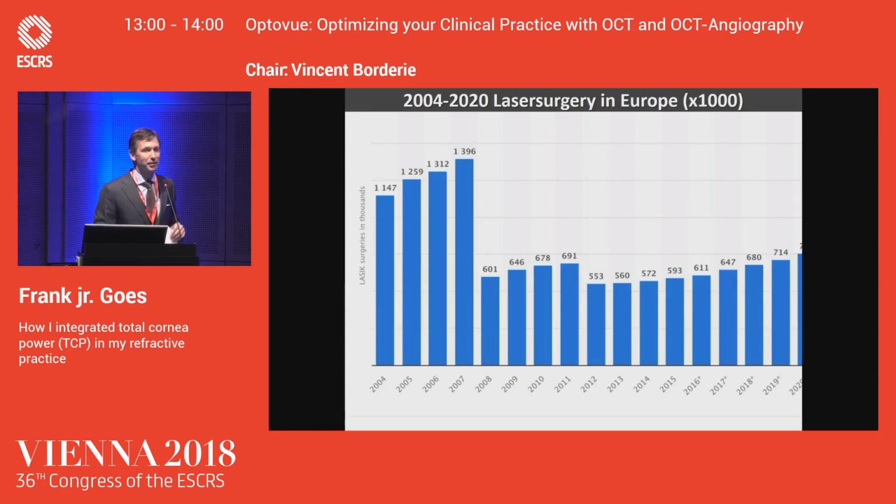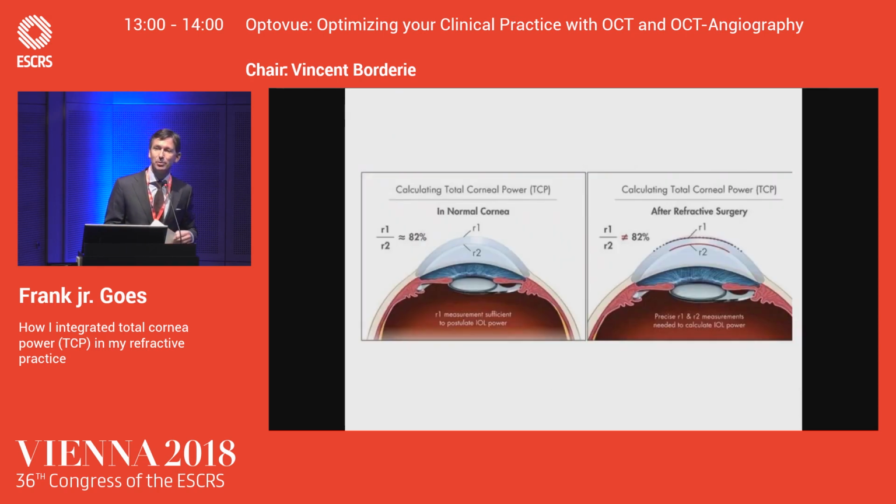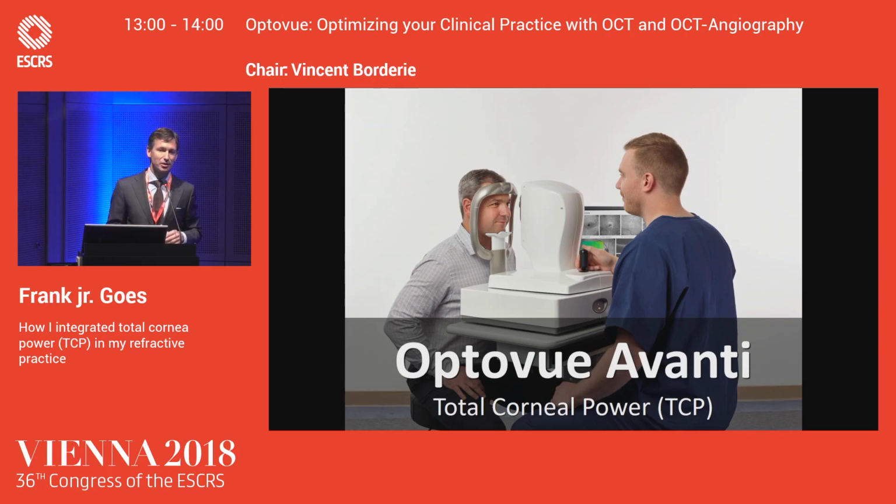As we all know, a lot of refractive surgery has been done over the last few years. Here you can see the graph that gives you an idea about the amount of laser surgery that was done over the last 20 or 25 years. And as we all know, these patients will age, they will get older, they will develop cataract, and they will need cataract surgery. And cataract surgery after refractive surgery is not the same as in a routine patient that didn't undergo refractive surgery, since the relation between the front side and the back side of the cornea changes. A normal relation has a correlation of 82% if you compare front and back side of the cornea, and after refractive surgery it changes, so you need a different way of calculation.